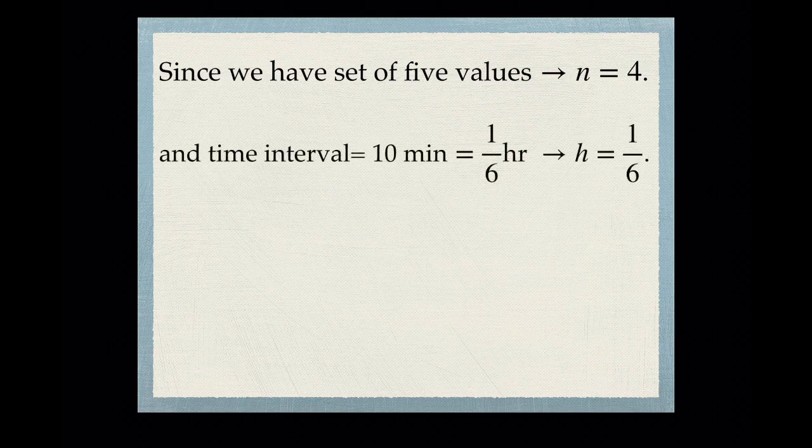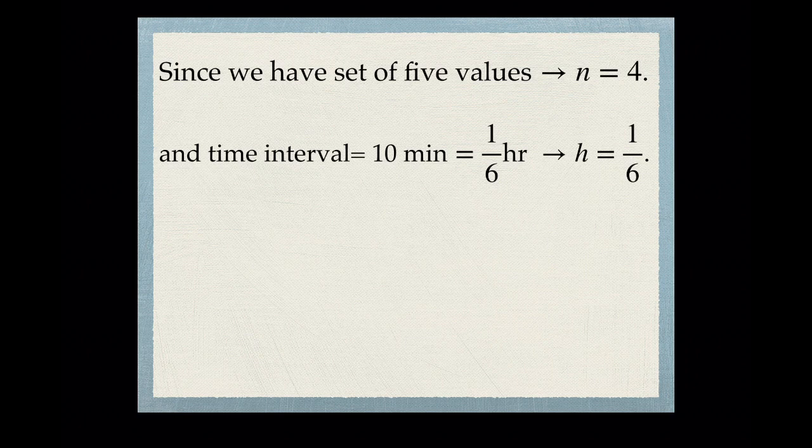So with this logic, since we have 5 different values of time, it obviously implies that n will be equal to 4, because the first term is taken as t0, then t1, t2, t3, t4. So the last value is t4, that implies n will be equal to 4.